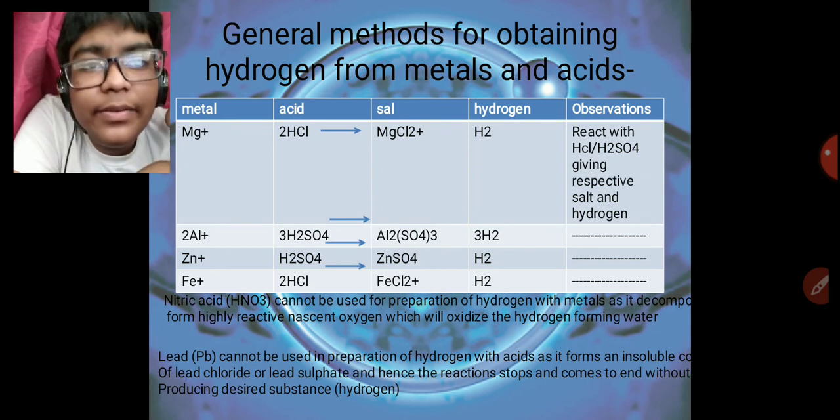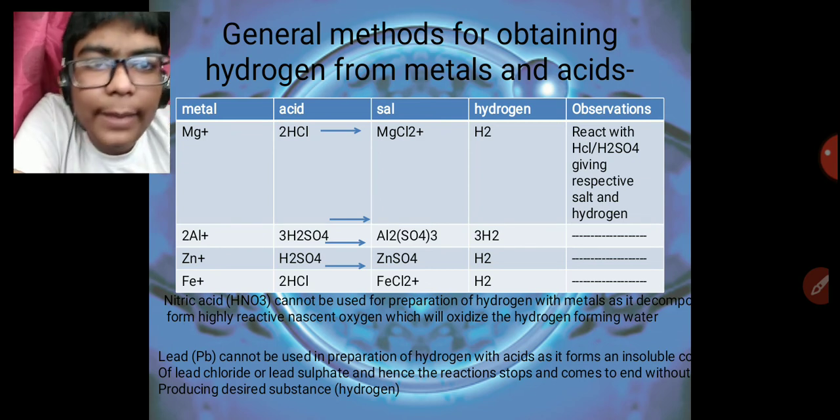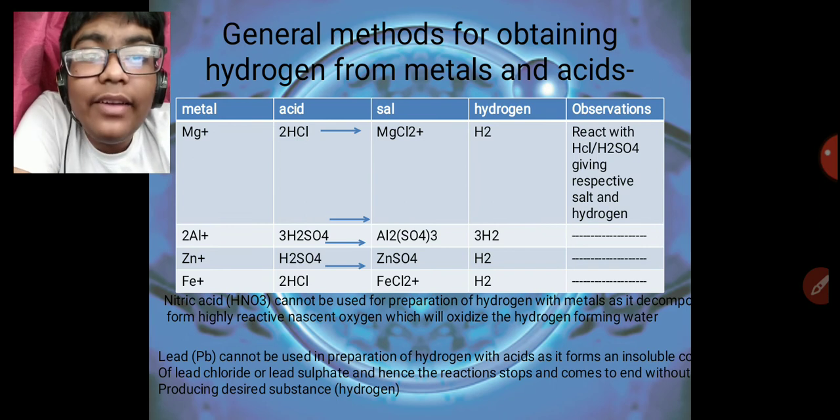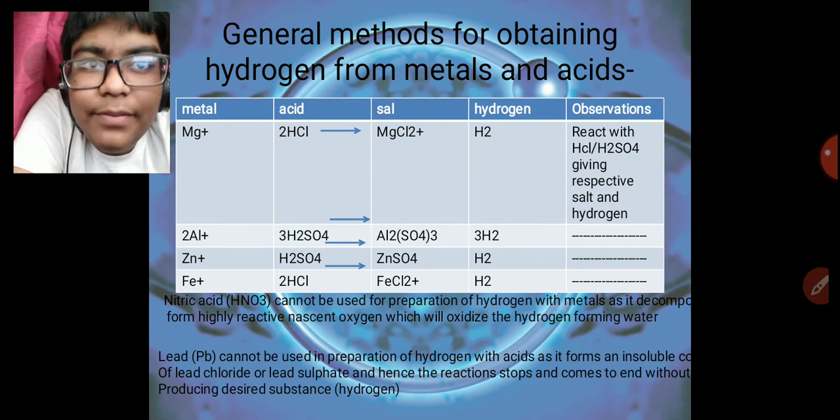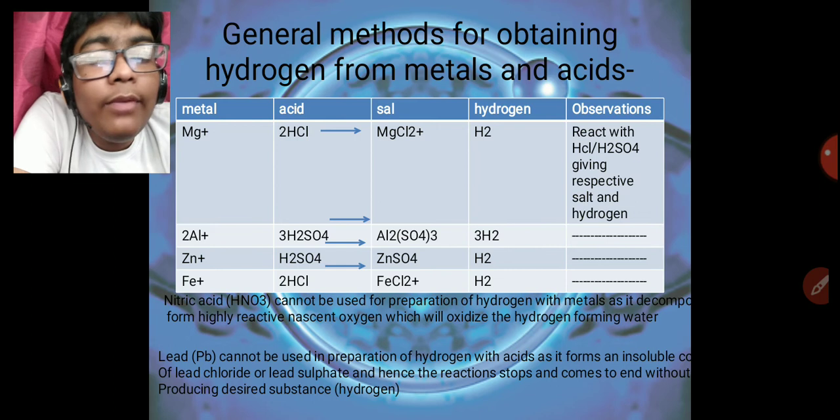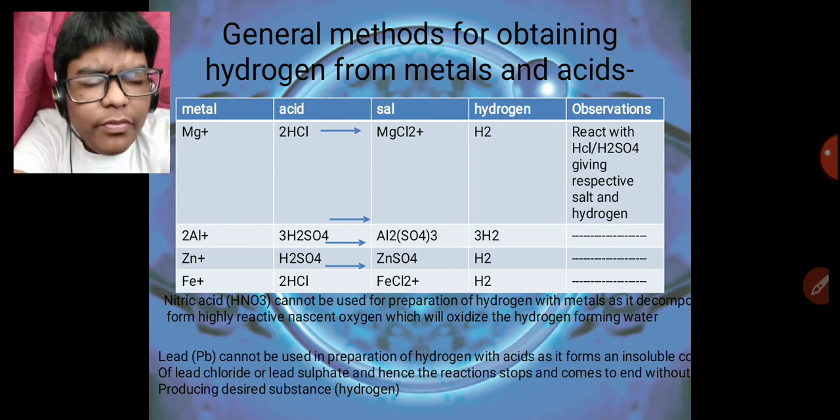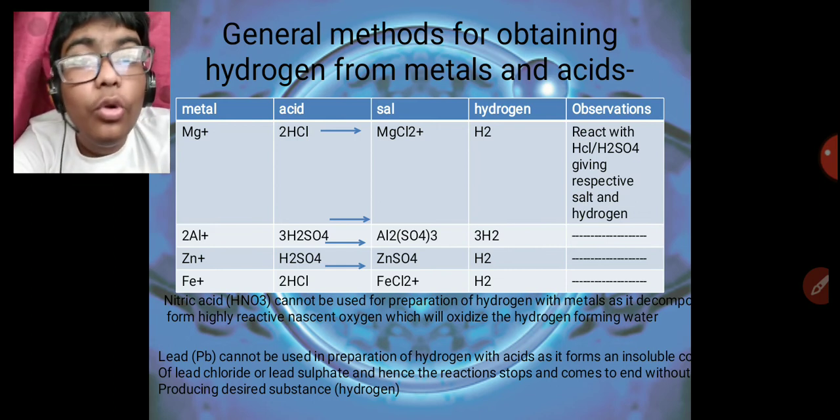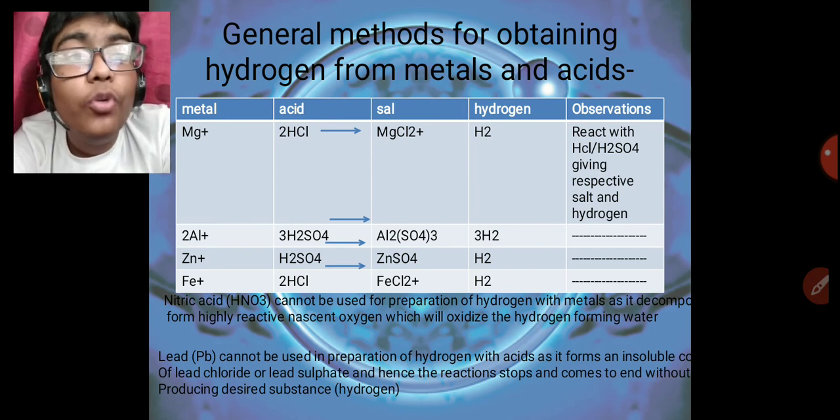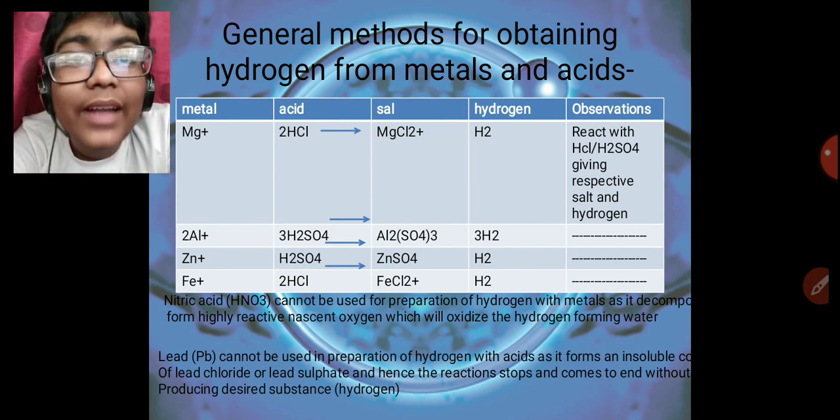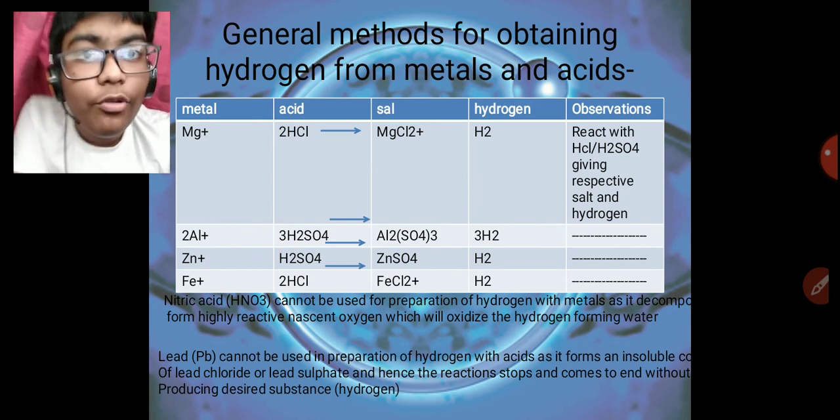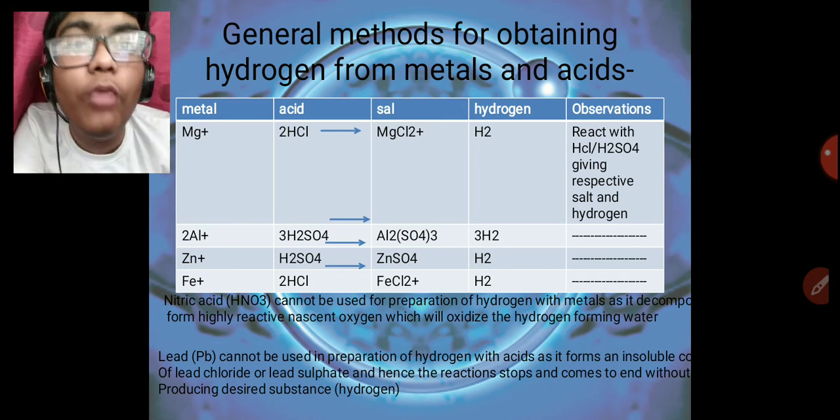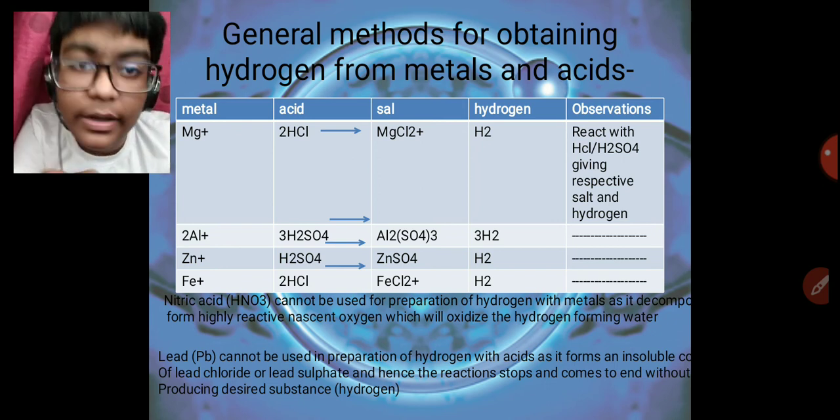Then nitric acid is not used for preparing hydrogen. Why? Because nitric acid is a strong oxidizing agent. When this nitric acid reacts with the metal, it will give nascent oxygen. Oxygen is O2, but this nascent oxygen is only O. This is highly reactive, and therefore it can react with the hydrogen that is formed. When it reacts with the hydrogen, H2O, that is water, will be formed. Therefore you don't use nitric acid.